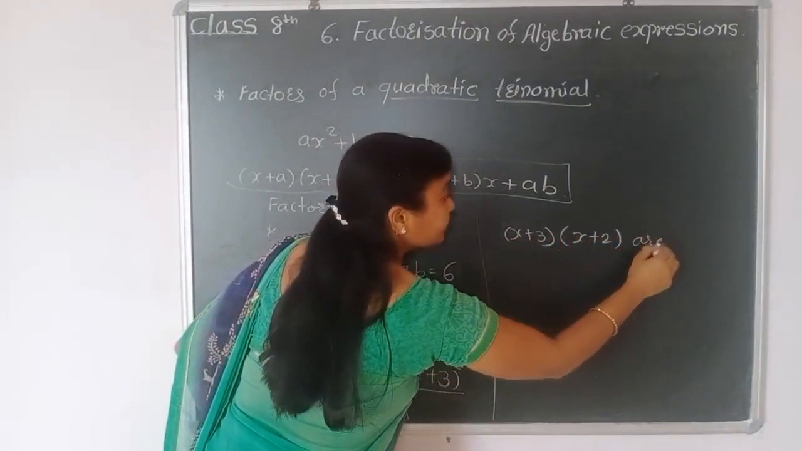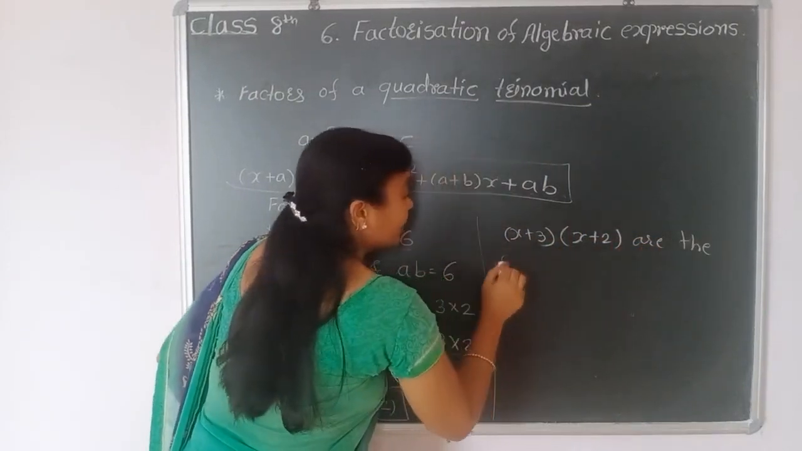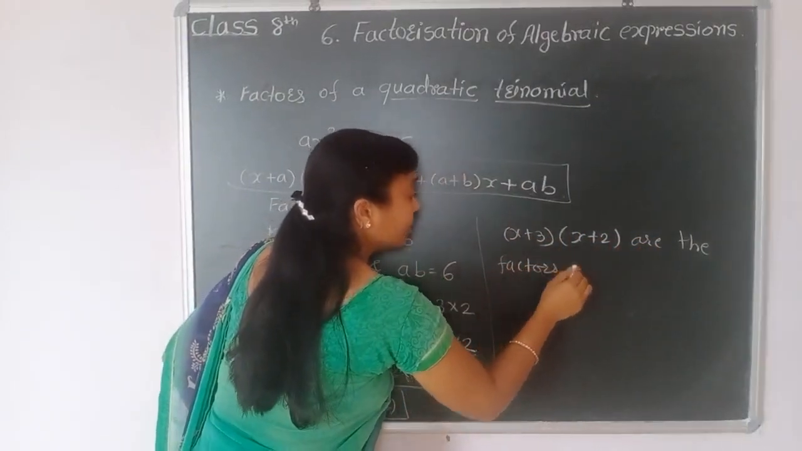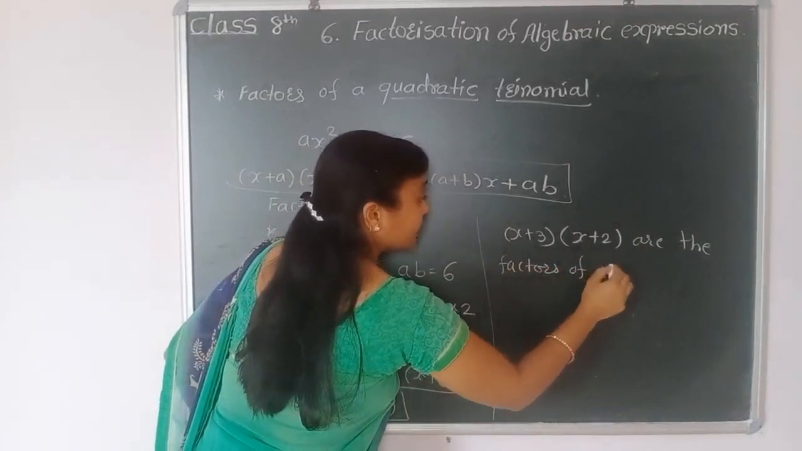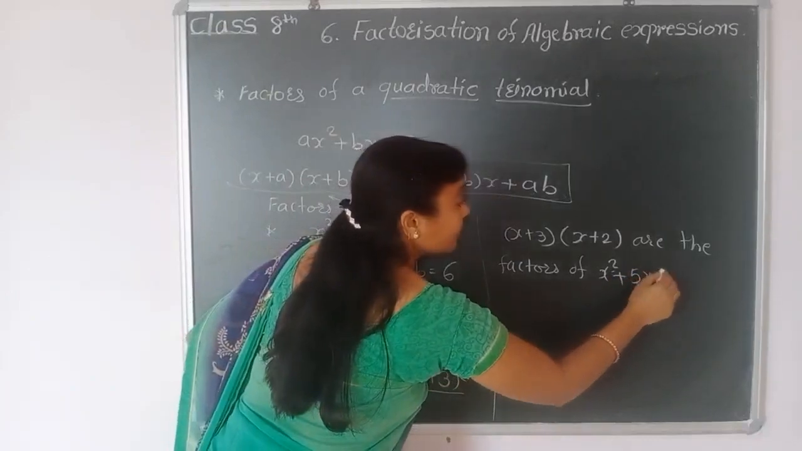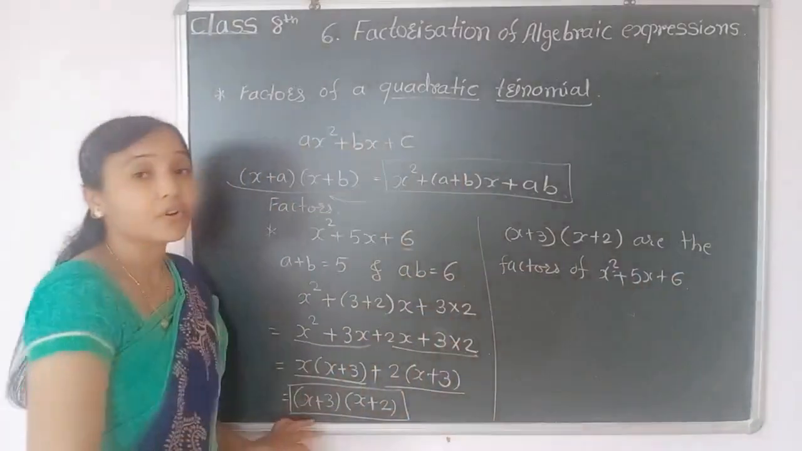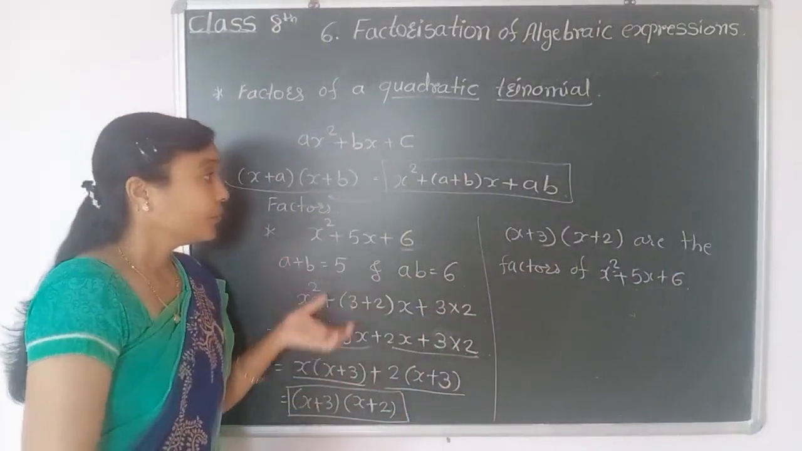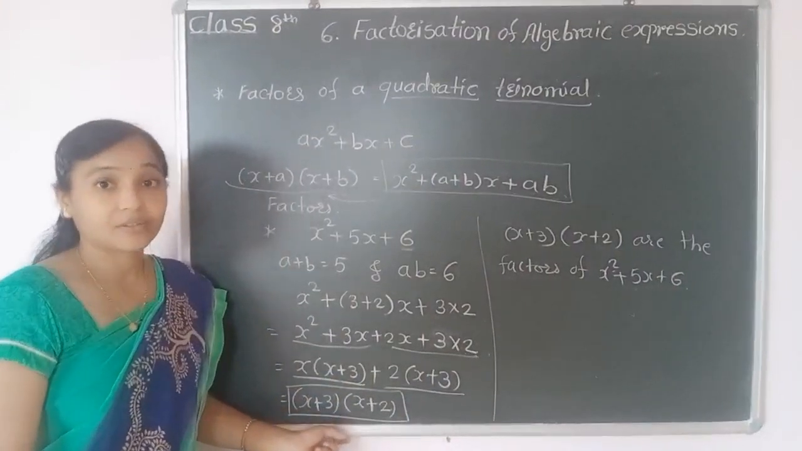These are the factors of x square plus 5x plus 6. Means this is the quadratic trinomial and we can find out its factors. Okay.